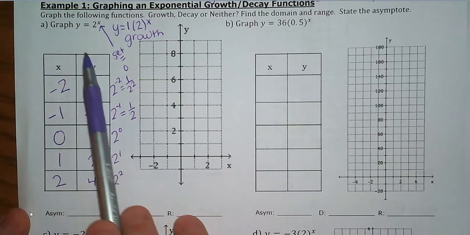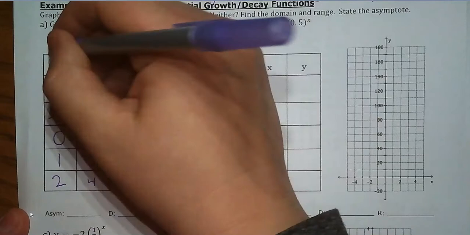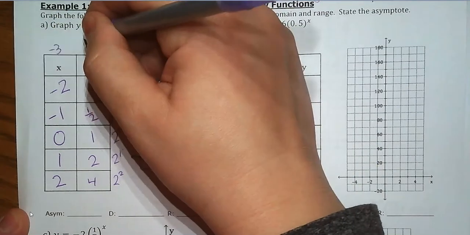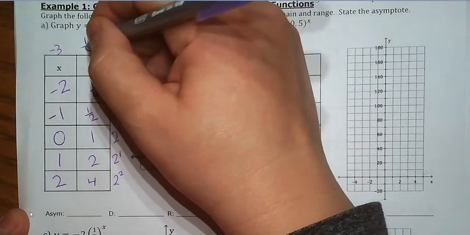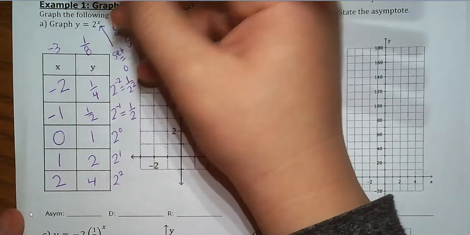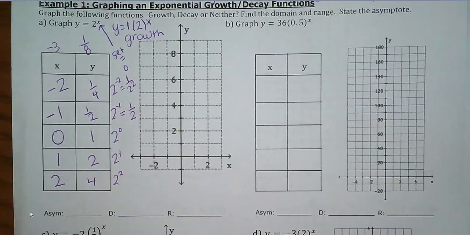If I kept going with the table the other direction, like if we did -3, we would have 1/8. If we did -4, we'd have 1/16. And these fractions would continue to get smaller, smaller, smaller, but they would never be negative, okay?